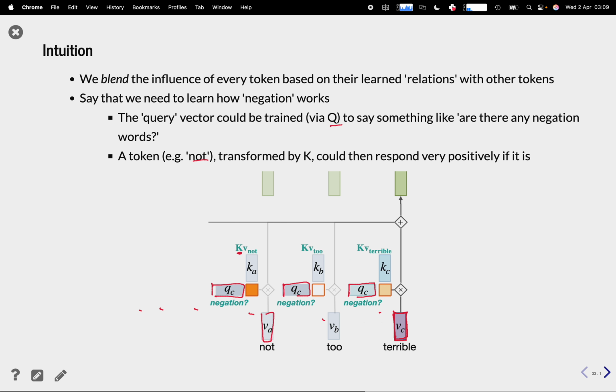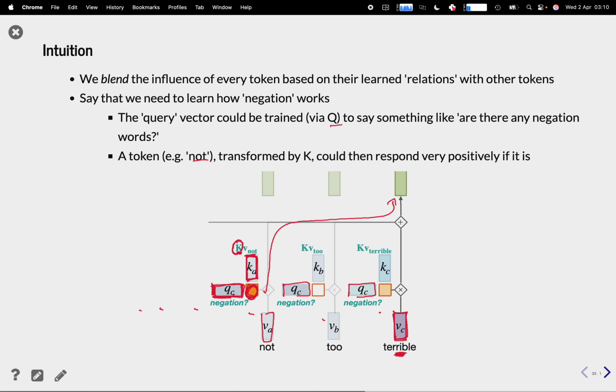So if the word here is not, the K matrix should learn how to respond positively if not is a negation of the word terrible, right? The query matrix here is going to learn how to convert my input terrible into the question, is this a negation of terrible? While the K matrix will learn to respond positively if the word not is a negation for the word we're comparing with. And so in this case, not should respond strongly to the query whether this is a negation. Yes, and then this not will have a big influence on the output.